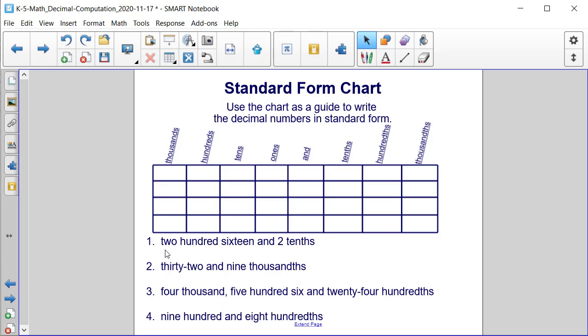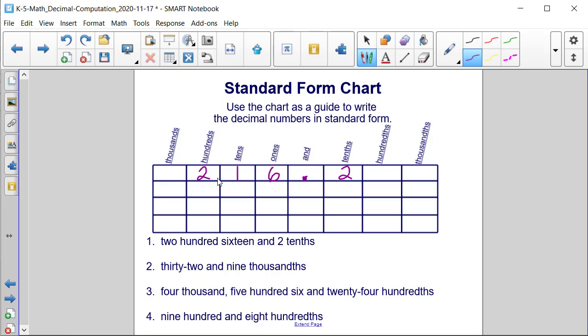For question 1, we have 216 and 2/10ths. So the and tells us that we have a decimal point, so I'll put the decimal point in for this number. We have 2/10ths, so the 2 is going to go in the tenths column. And then in front or to the left of the decimal point, we have 216, and 16 consists of 1 10 followed by 6 ones.